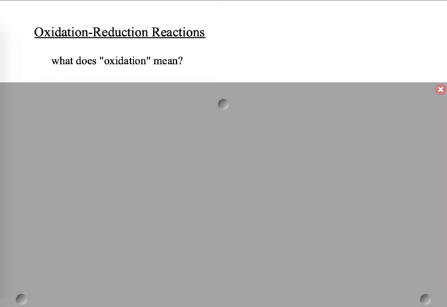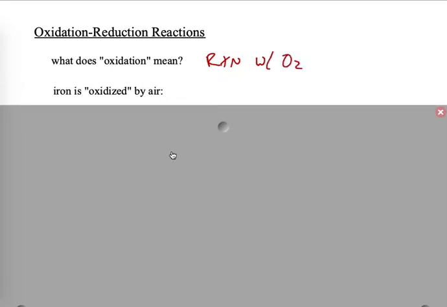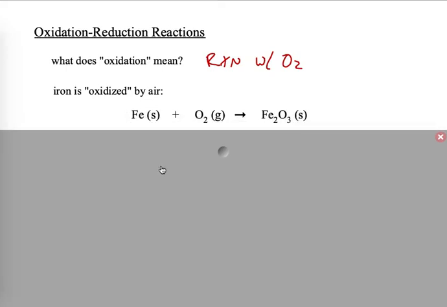Well, oxidation clearly comes from the word oxygen, and originally oxidation meant reaction with O2, elemental oxygen. So for example, if you've ever seen your car rust, you have seen iron being oxidized by air. Iron reacts with elemental oxygen to form iron(III) oxide. Hey, that equation isn't balanced. Why don't you pause the video right now and see if you can practice balancing equations?